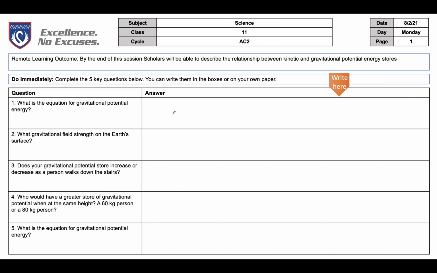Okay, so hopefully you've had a chance to do that. The first question says, what is the equation for gravitational potential energy? It is potential energy, EP, is mass times gravitational field strength times the change in height.